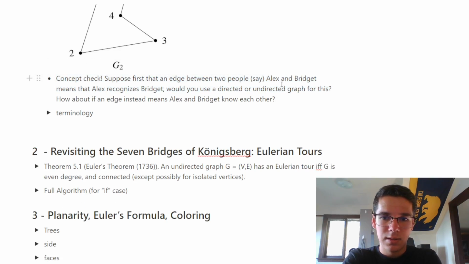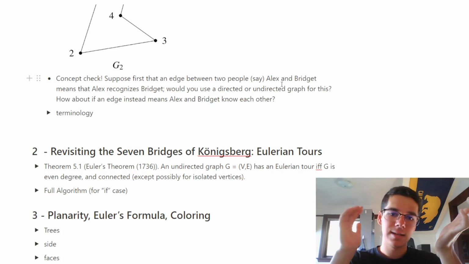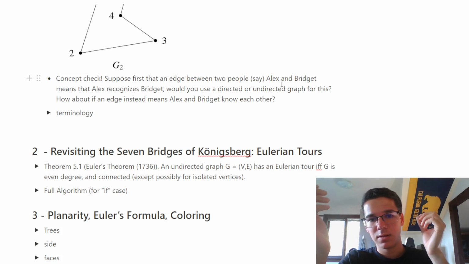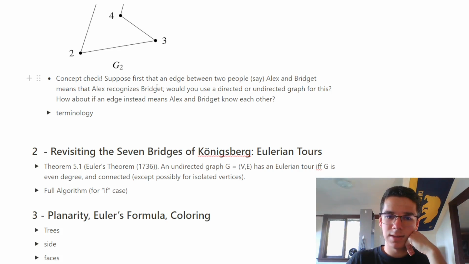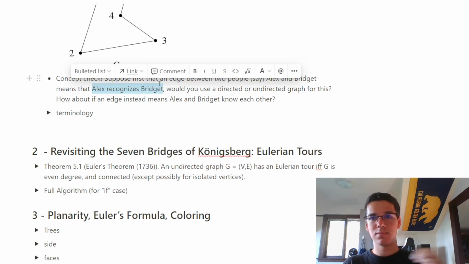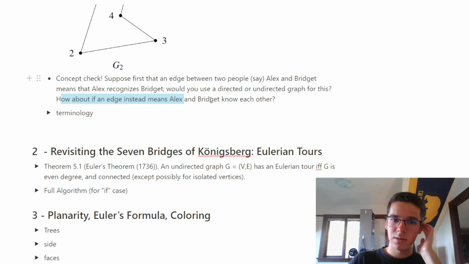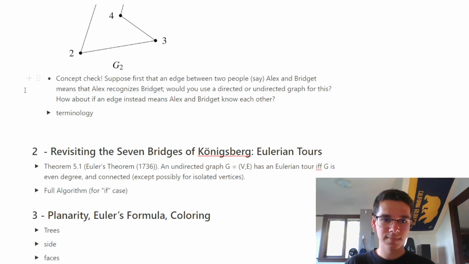We're going to say that an edge between Alex and Bridget means that Alex recognizes Bridget. So given this, we don't necessarily know if Bridget recognizes Alex, so we would treat this as a directed graph. Alex points to Bridget. Bridget doesn't necessarily point to Alex. However, if they know each other, then we could just use an undirected graph. They have that connection between them.